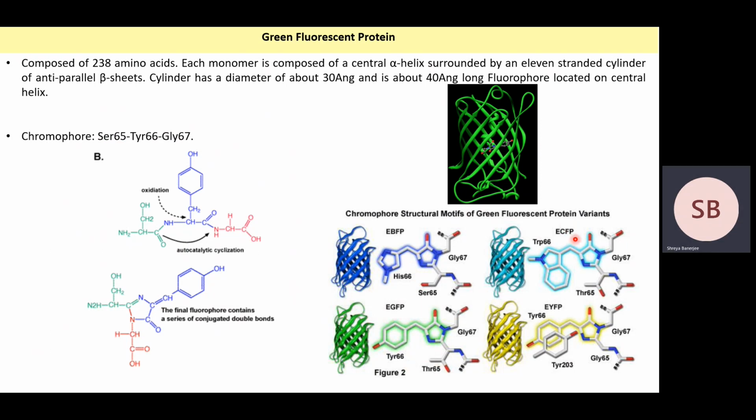Then you can have a cyan colored fluorescence. And here, there are two mutations. The serine at 65 is mutated to threonine, and the tyrosine at 66 is mutated to tryptophan. And finally, you can have yellow fluorescence, and there again there are two mutations. There is one mutation where the serine 65 is mutated to a glycine 65. So these are the four mutants of green fluorescent protein that have biological significance.